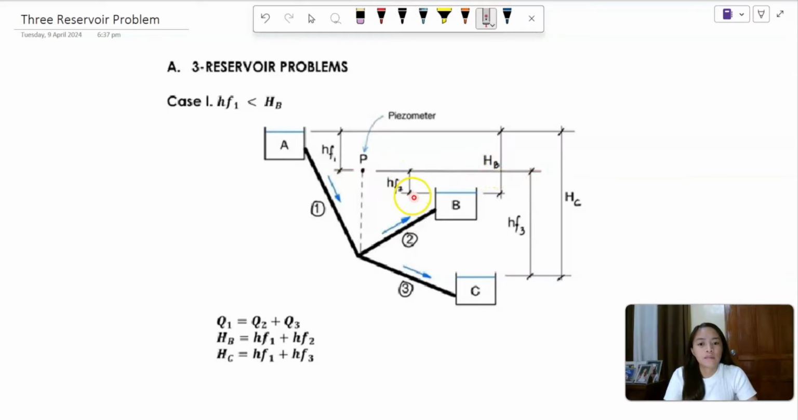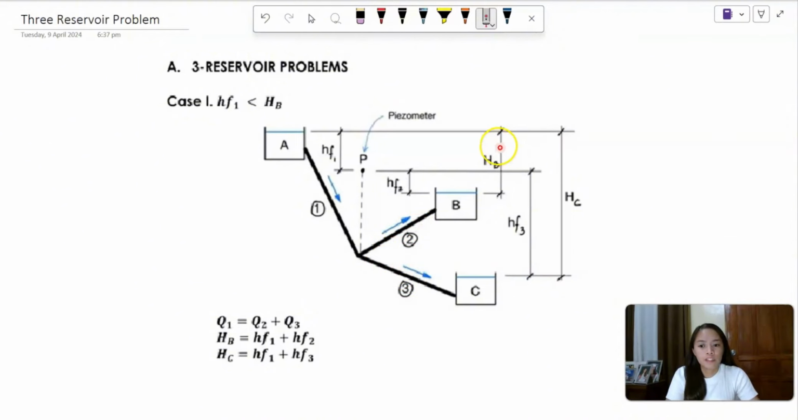So the head loss in pipe 2 is just from the piezometer up to the elevation at B. And for the head loss in pipe 3, from the piezometer again up to the elevation at C. So we can derive these equations from this illustration. Again, Q1 is just the sum of Q2 plus Q3, since the flow of water from reservoir A is going to be divided towards reservoir B and reservoir C.